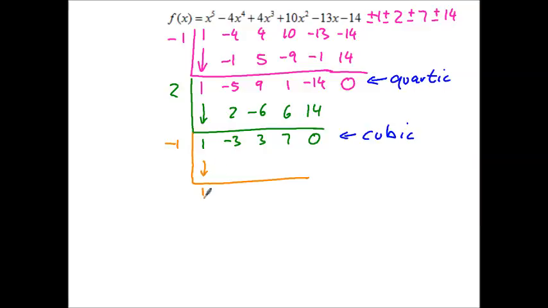Bring down the 1. Negative 1 times 1 is negative 1. Negative 3 plus negative 1 is negative 4. Negative 1 times negative 4 is 4. 3 plus 4 is 7. Negative 1 times 7 is negative 7. 7 plus negative 7 is 0. Yes, it did work indeed. And now we have finally peeled down our function into a quadratic function.